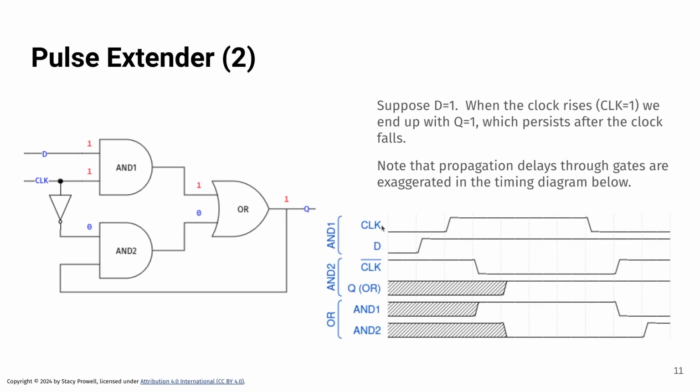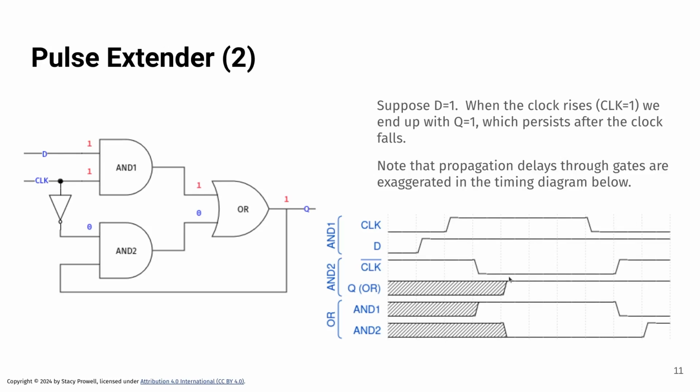We'll suppose that we set D to 1. So we see here after that D rises to 1. The clock subsequently rises to 1. And then after a small delay within the gate, we see that AND 1, down here at the bottom, also rises to 1. So inputs D and clock are both 1, and so AND 1 then generates 1 as an output, which it feeds into the OR. So after a small delay again, propagation delay, OR rises to 1. So now the output of OR is 1.